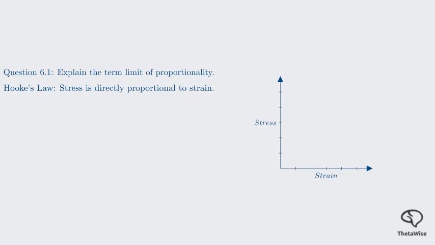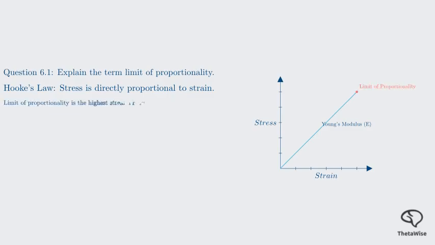This means that if we plot stress on the vertical axis and strain on the horizontal axis, we would get a straight line passing through the origin. The slope of this line is known as Young's modulus. As we continue to apply stress, this linear relationship continues up to a certain point. This specific point is what we call the limit of proportionality. It is the boundary where the material's behavior stops being a perfect straight-line relationship.